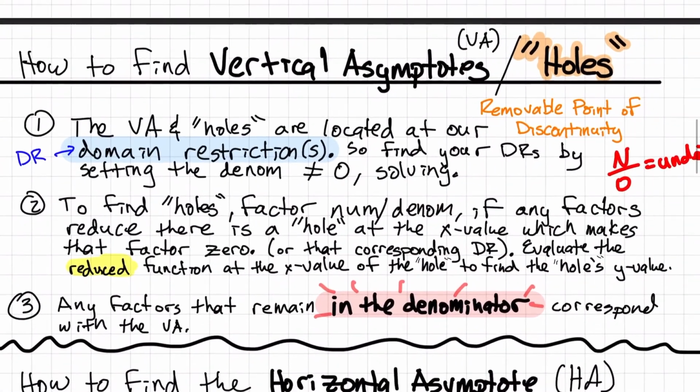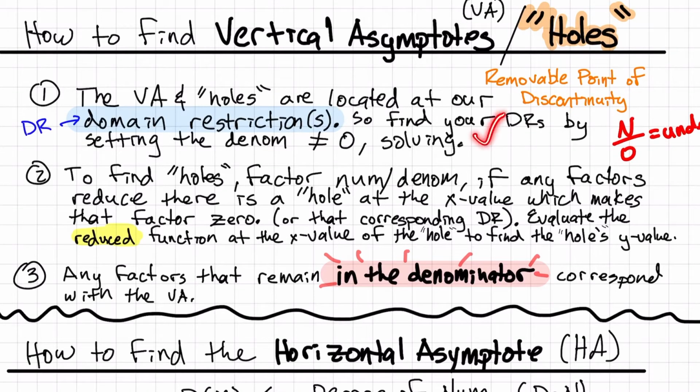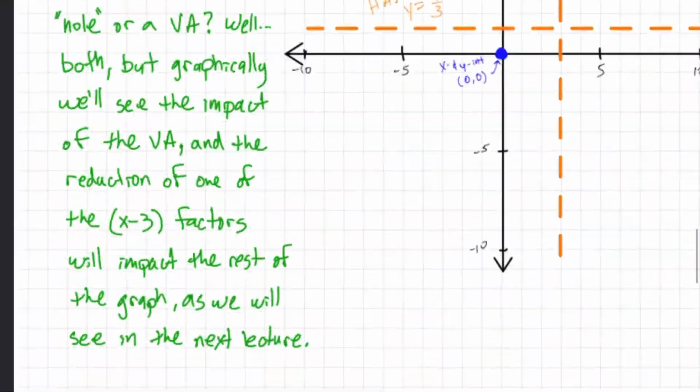for vertical asymptotes and holes, step 1 is we find our domain restrictions, right? That's step 1. Did it. Then we are going to be sorting them. If something reduces, it's a hole. Well, I just had 2 things reduce, so those 2 factors are going to lead to my holes. And then what's remaining in the denominator are vertical asymptotes.